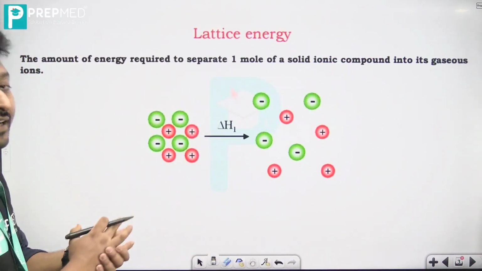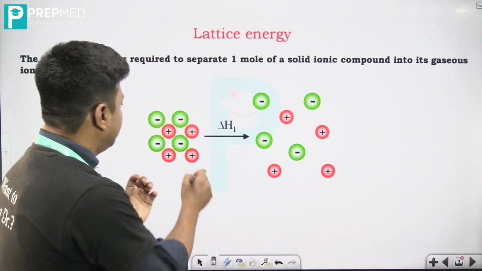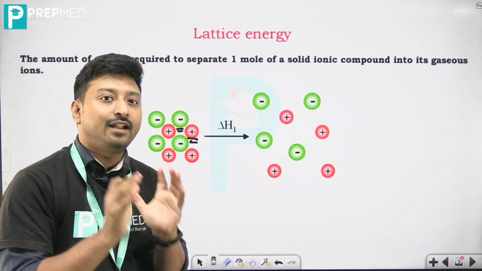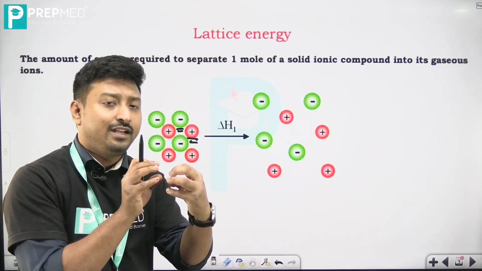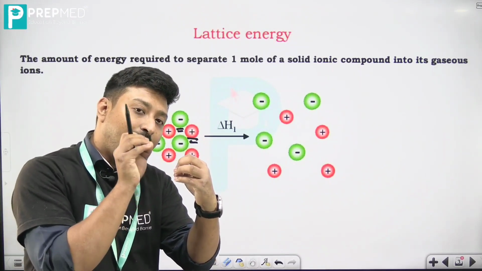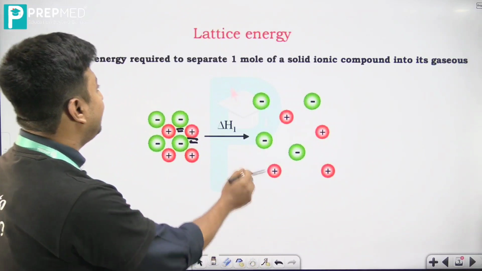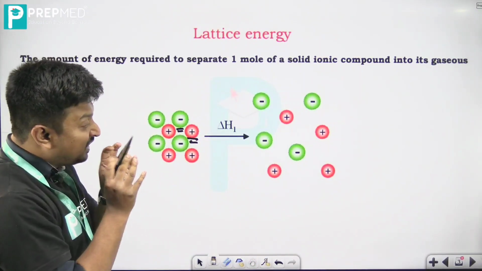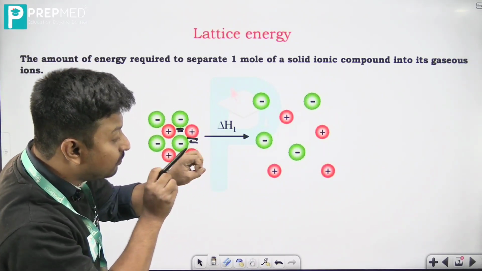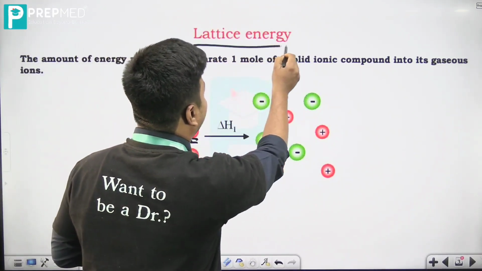Now see, what is lattice energy? Let's say you have an ionic solid, okay, and that ionic solid contains what? A cation definitely and an anion, okay. Now see, between this cation and anion there is an electrostatic interaction, and if you apply some amount of energy, this electrostatic attraction is going to break, right? The energy which you have to provide to remove the cation from the anion, to separate them, is called our lattice energy.